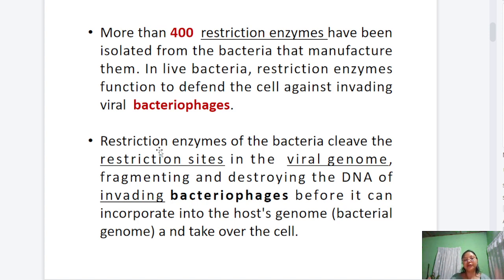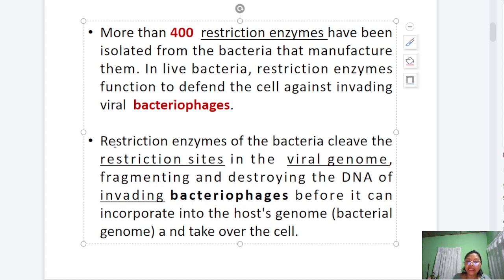Okay, so the restriction enzyme of the bacteria cleaves the recognition site in the viral genome. Again, these restriction enzymes identify the recognition site. Once it has identified the recognition site in the viral genome, then what will they do? Then they are going to fragment and destroy the DNA of the invading bacteriophages.